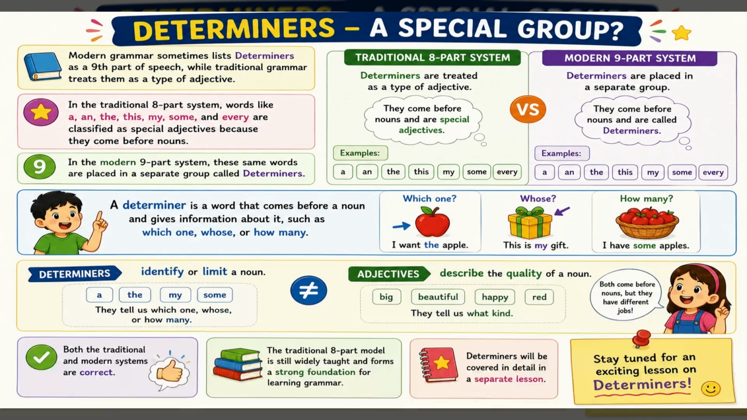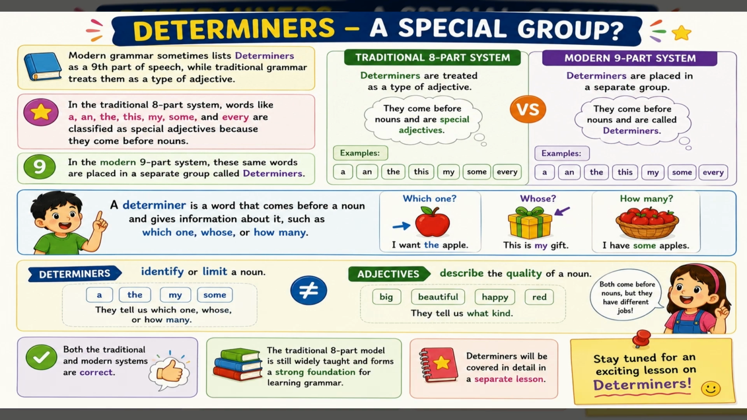So, what exactly is a determiner? A determiner is a word that comes before a noun and gives us more information about it. It may tell us which one, whose, how many, or which specific thing we are talking about. For example, a book, the teacher, this pen, my bag, some students, every child.